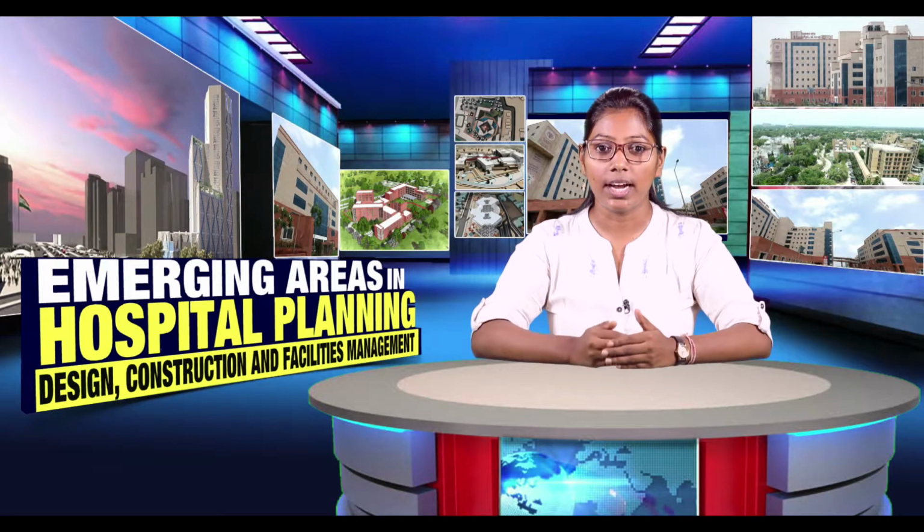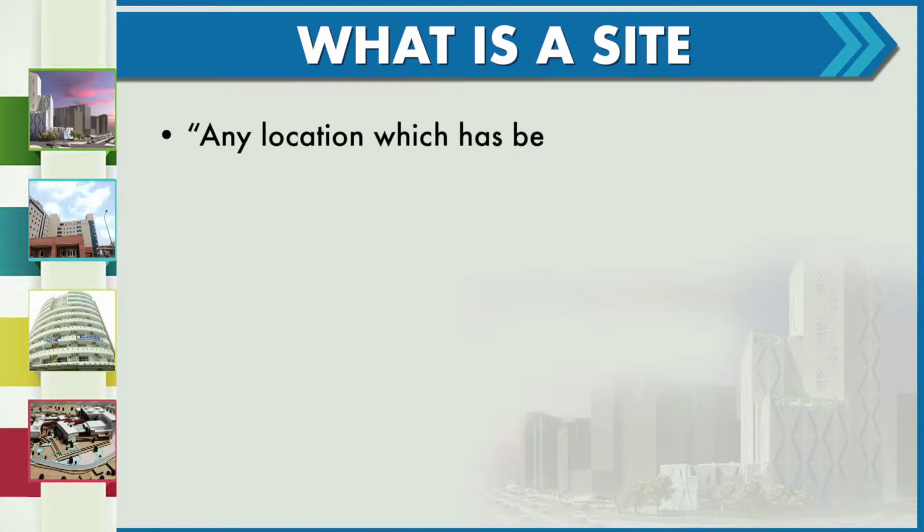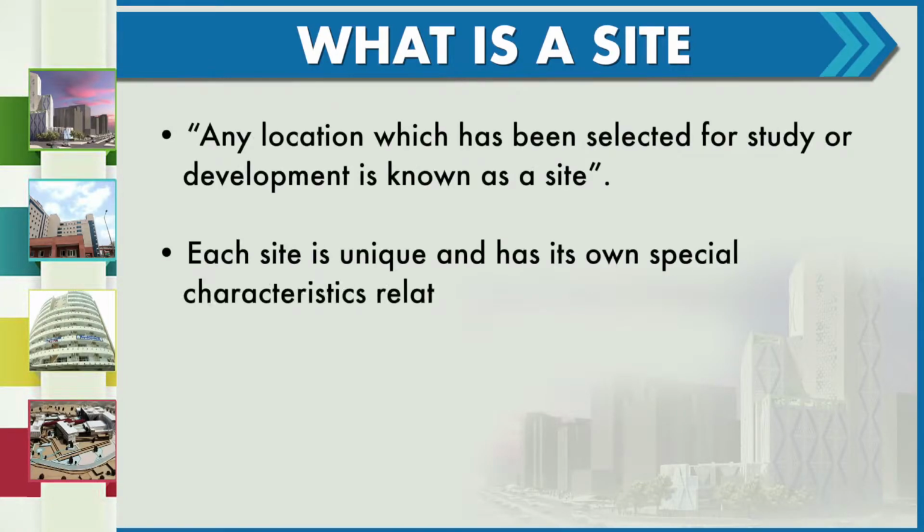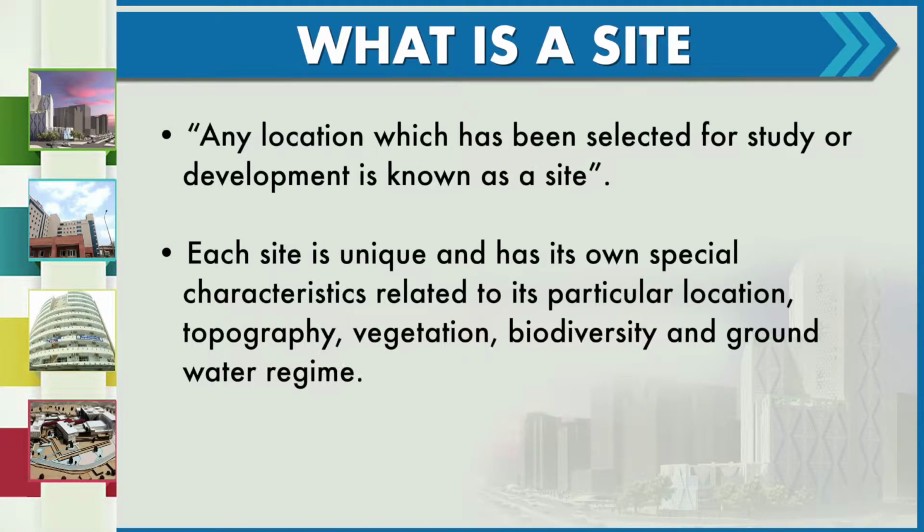Now, before understanding what is a site planning, we must understand what is a site. Any location which has been selected for the study or development is known as a site. Each site is unique and has its own special characteristics related to its particular location, topography, vegetation, biodiversity, and groundwater regime.